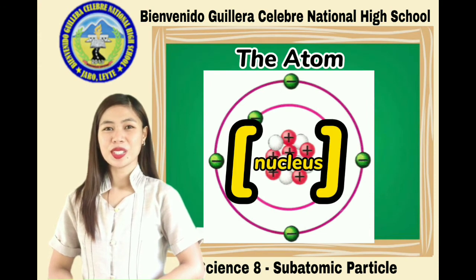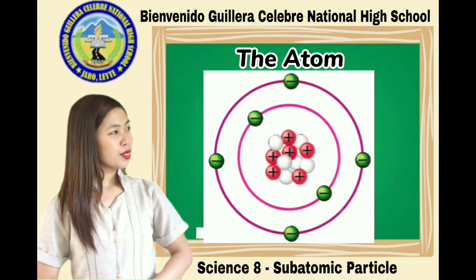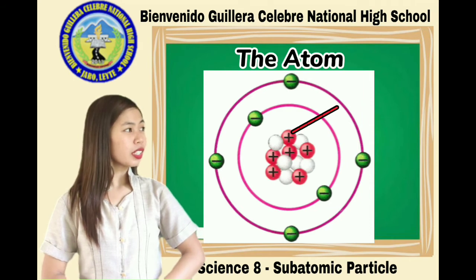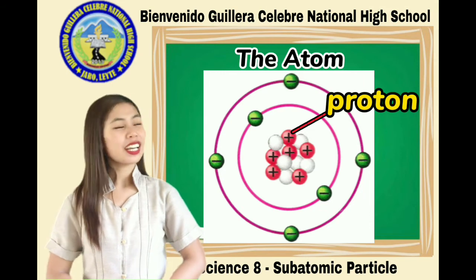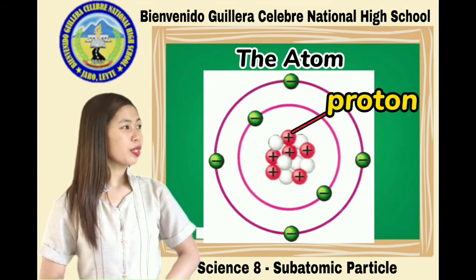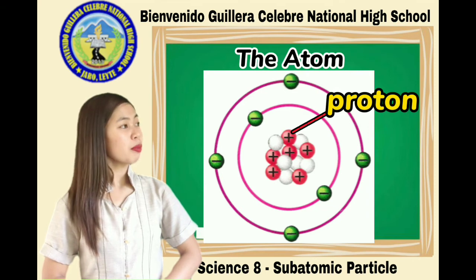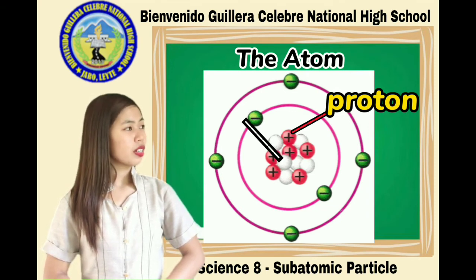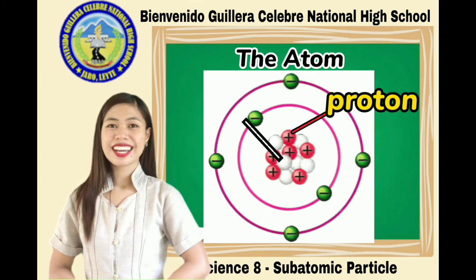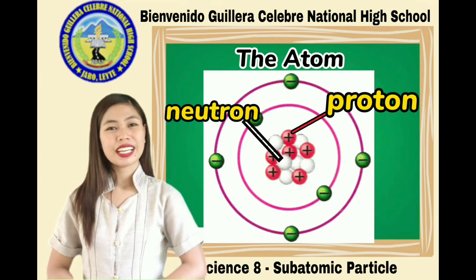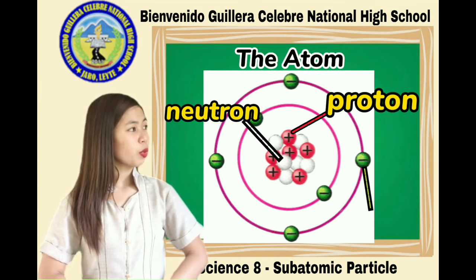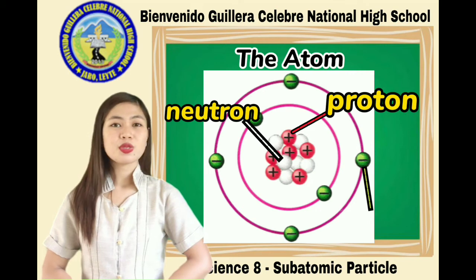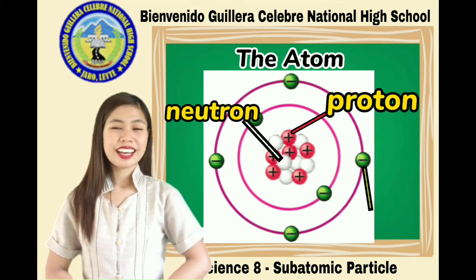Let us start in the nucleus. Inside the nucleus, we can find a positively charged particle which is called as what? Correct, proton. Inside the nucleus, together with the proton, we can also find a subatomic particle which has no charge, which is what we call as? Correct, neutron. On the other hand, the very small negatively charged particles that orbit around the nucleus is what we call as what? Correct, electrons.